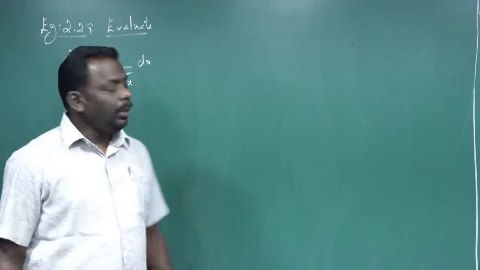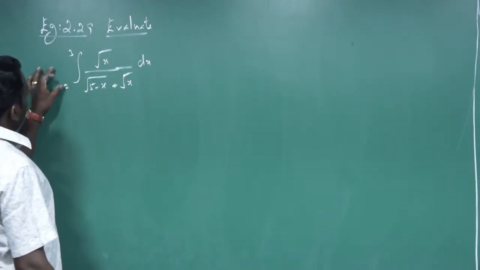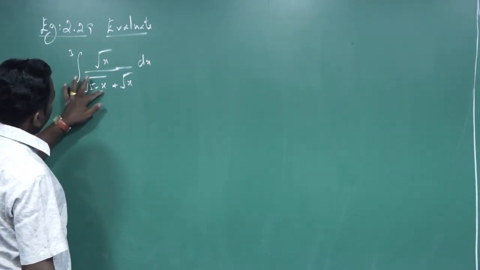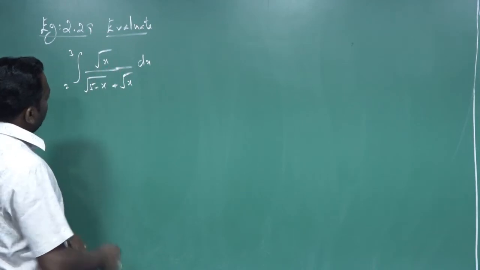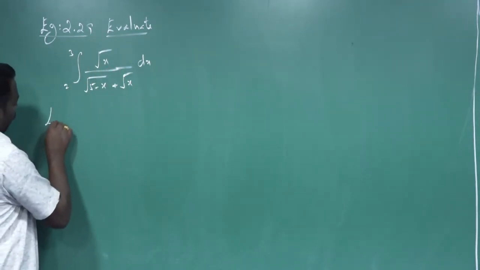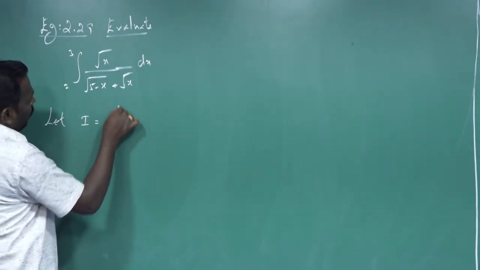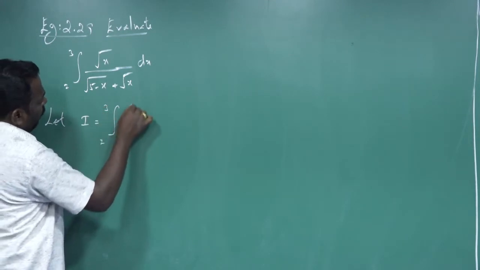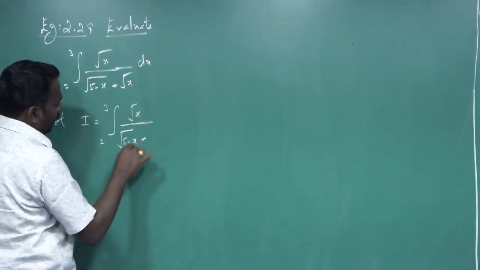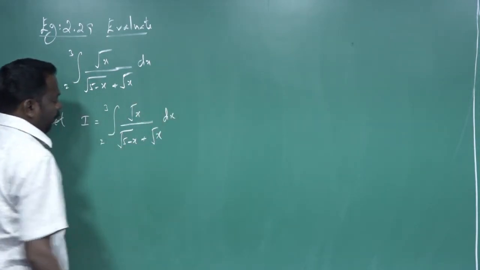The next example is number 2.29. Evaluate the integral from 2 to 3 of square root of x divided by square root of 5 minus x plus square root of x, dx. Evaluate this integral. Now let us consider the given integral defined by I equals the integral from 2 to 3 of square root of x by square root of 5 minus x plus square root of x, dx.